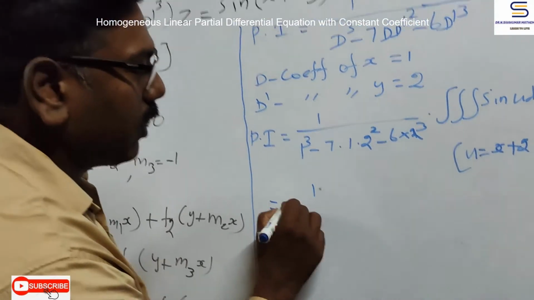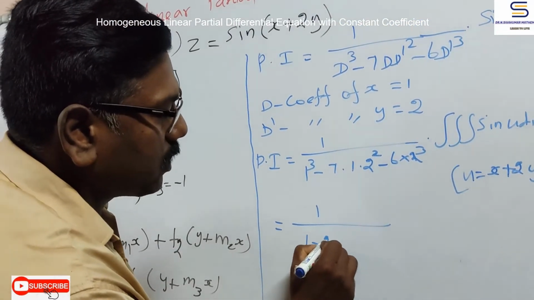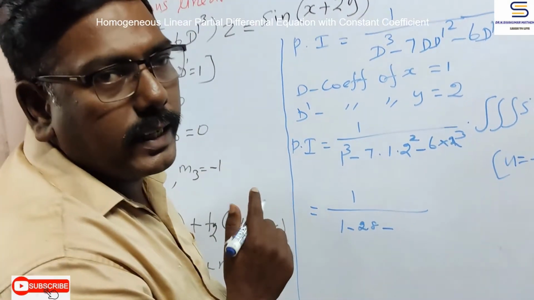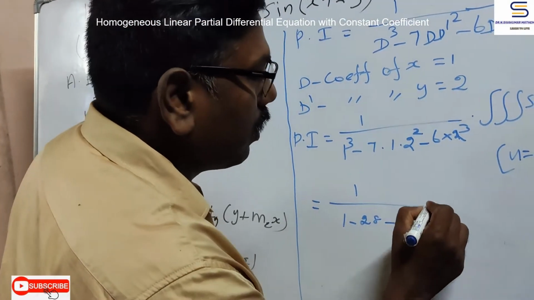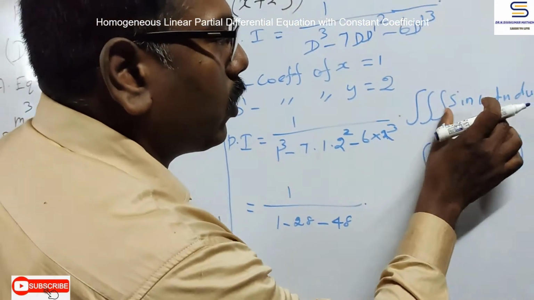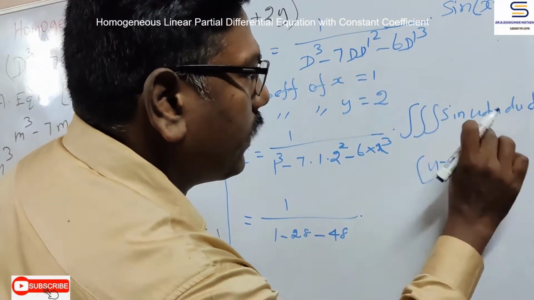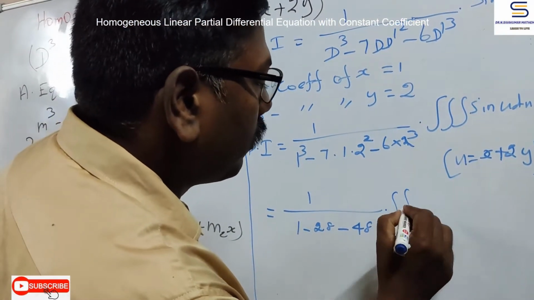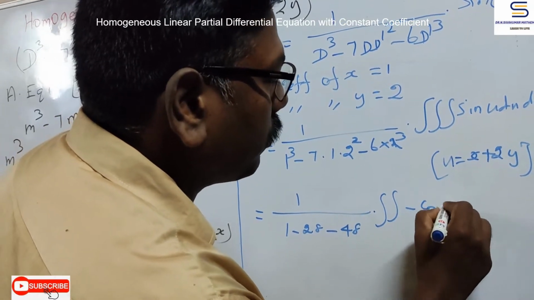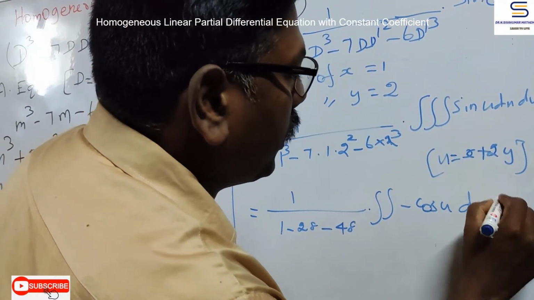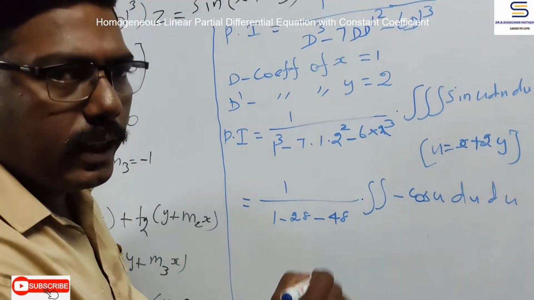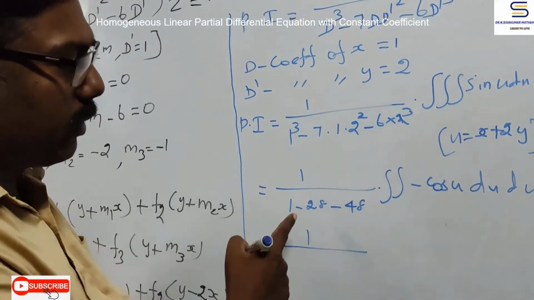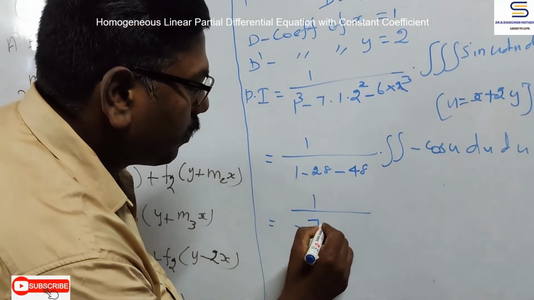Which is equal to 1 divided by (1 − 28 − 48), since 7 into 4 is 28, and 6 into 2³ is 8, so 48. Now we have to find this value. When you integrate sin u one time, it will become cos u. So du du, again 2 times we have to integrate. So 1 by this value, minus 76 plus 1, minus 75.